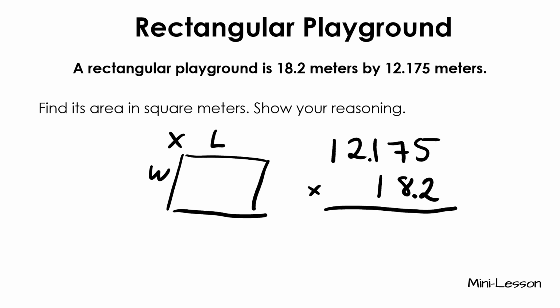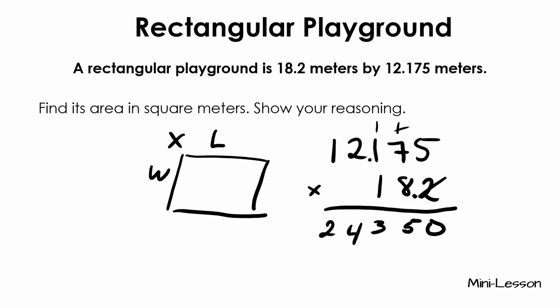So in this case, it'll be 3. And we're going to start with our 2. 2 times 5 is 10. We're going to put down 0 and carry our 1. 2 times 7 is 14. Plus 1 is 15. We're going to put down our 5 and carry our 1. 2 times 1 is 2. Plus 1 is 3. 2 times 2 is 4. And then 2 times 1 is 2. We're done with our 2's.